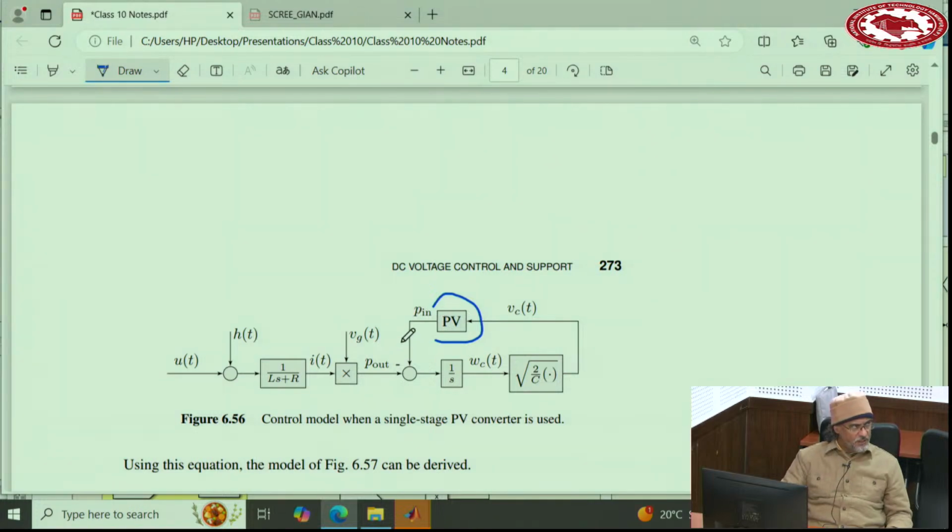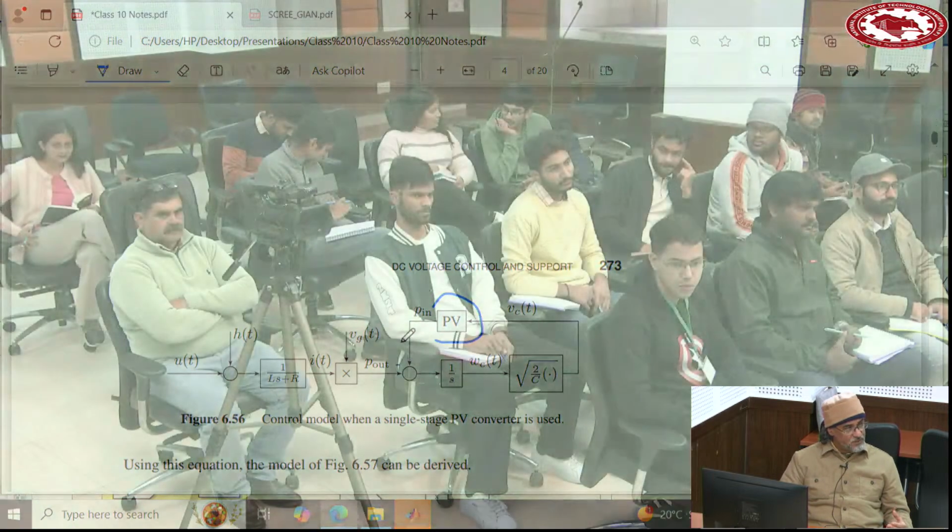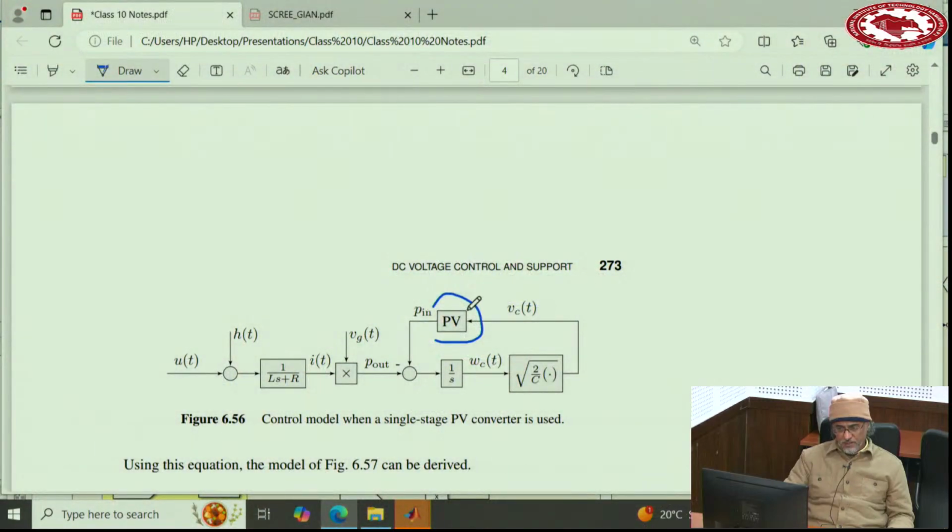So then P in, or the input power, is not independent from your feedback loop. It actually depends on your feedback loop. And if this is the case, we cannot consider that as a disturbance, because the definition of a disturbance is a variable coming from outside, not from inside.